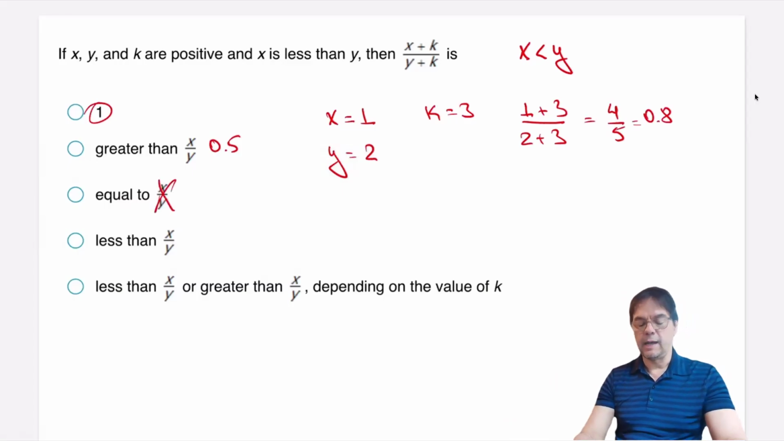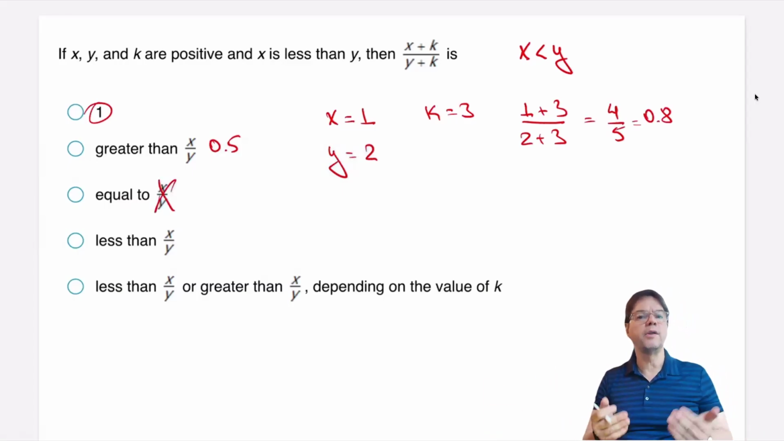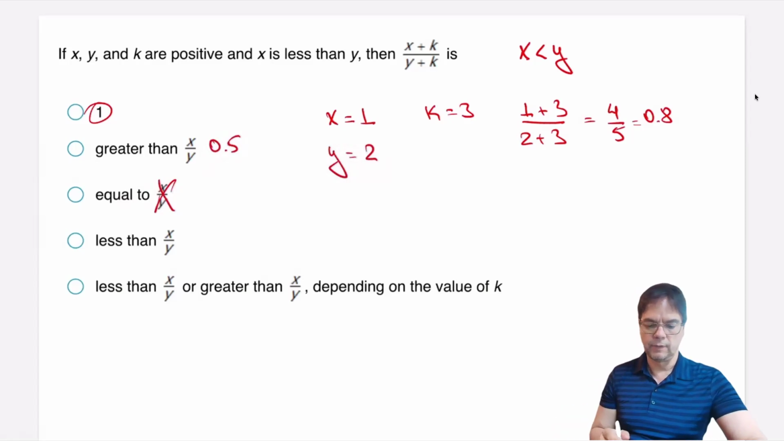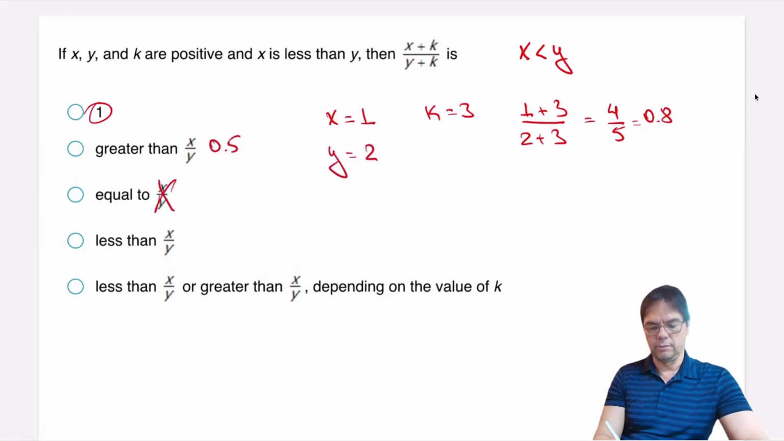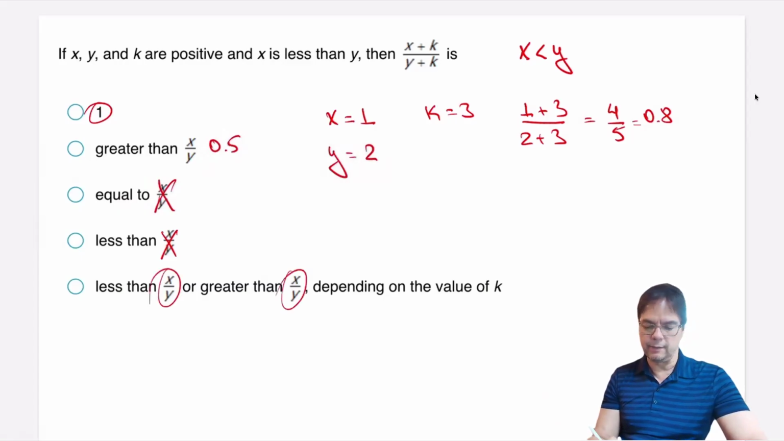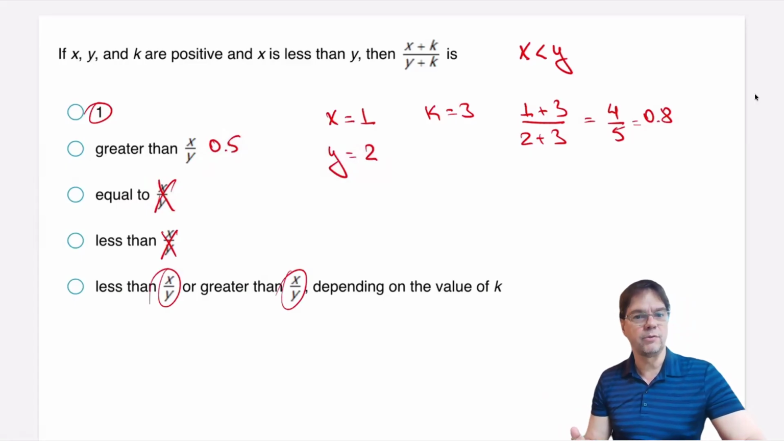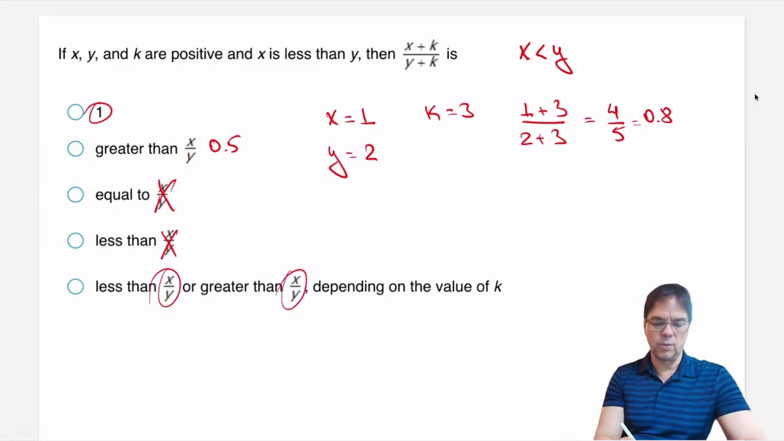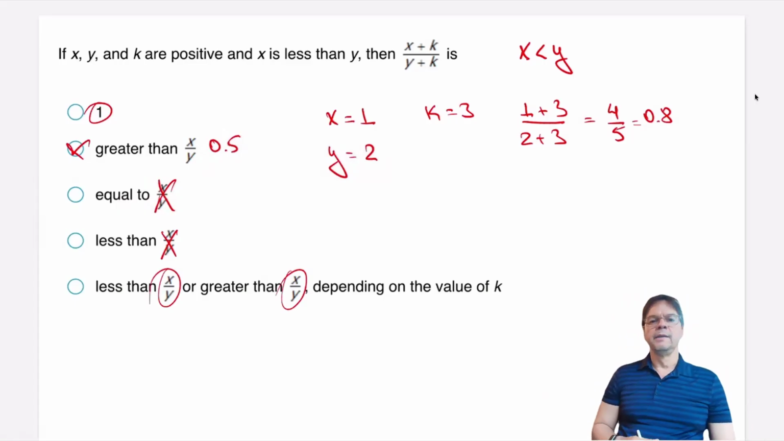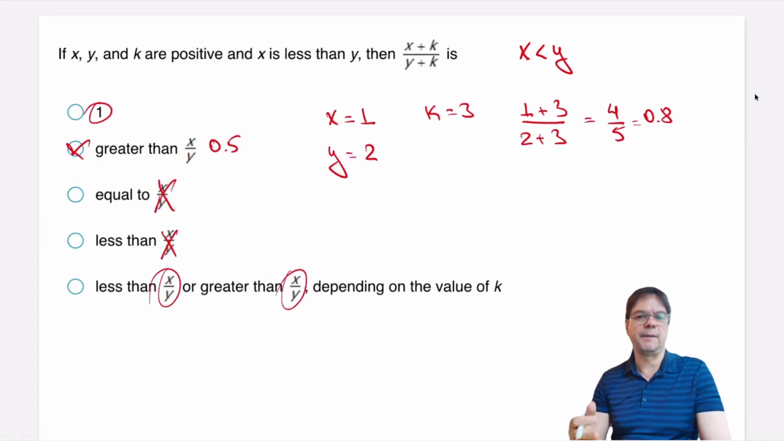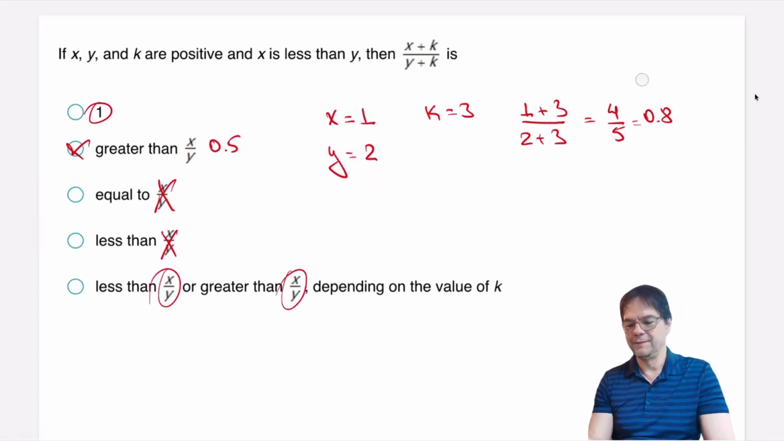I verify the other options because if I find more than one, I need to change the numbers until I find just one. Less than X over Y? No, because it's a half. Is less than X over Y and greater than, or greater than X over Y, depending on the value of K? So this is dubious because I don't know for sure, but I'm going for this one. This is the problem of plugging in numbers: you cannot always test all the possibilities.